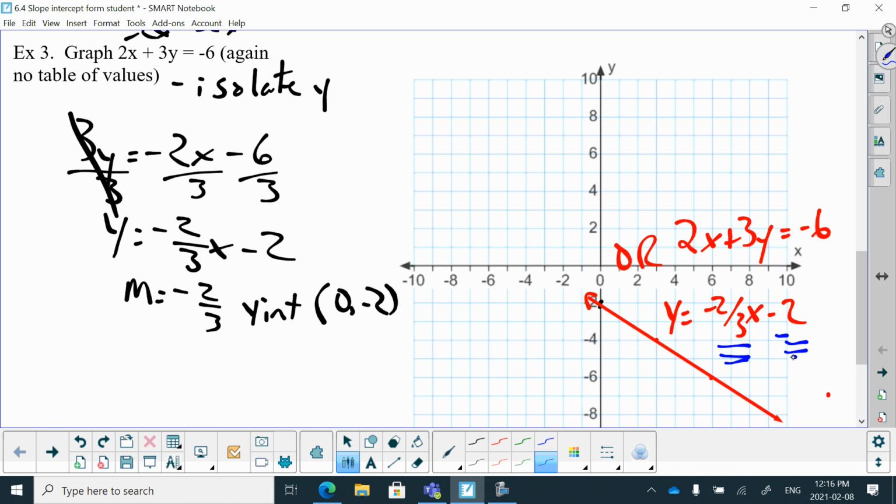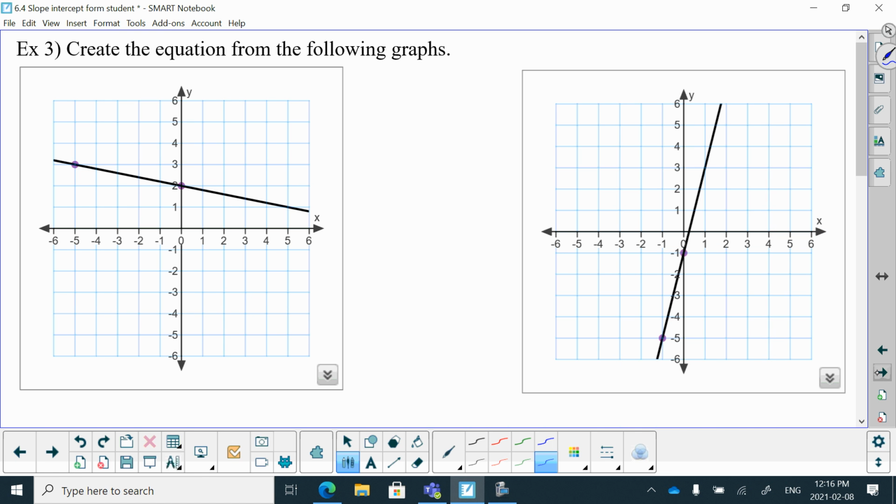Questions here? Another one. I don't know if there's another one. What does it say on this side? Oh no, now we're going to create the equation from the following graphs.